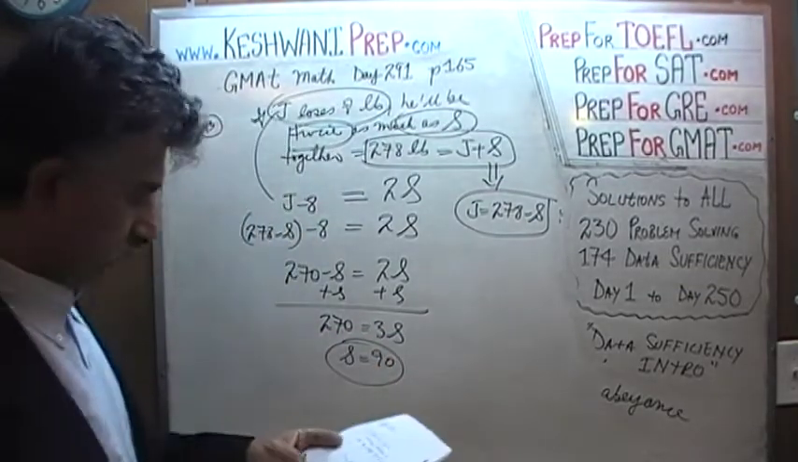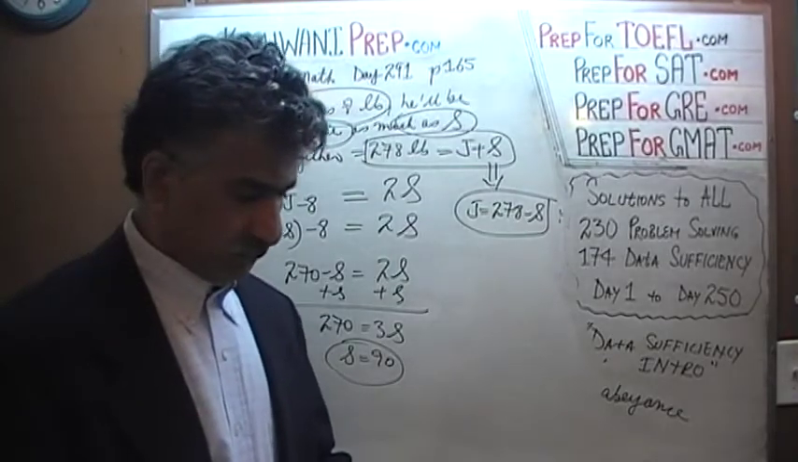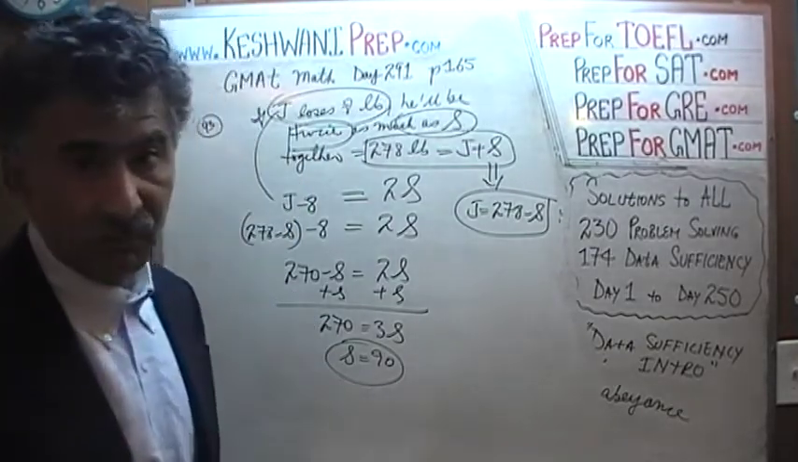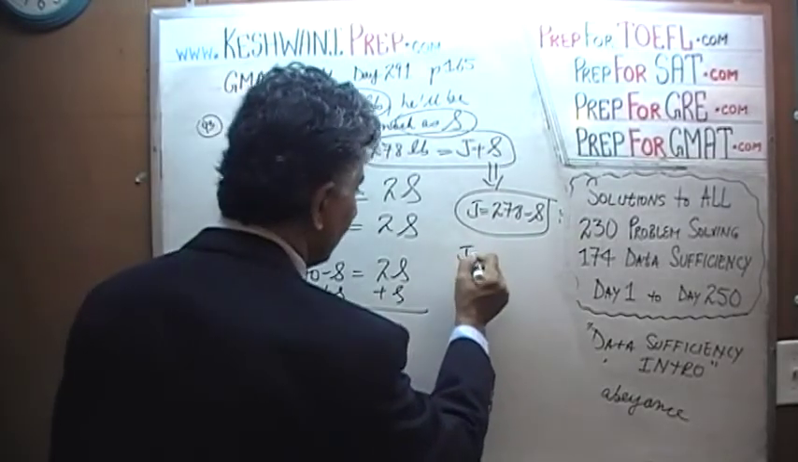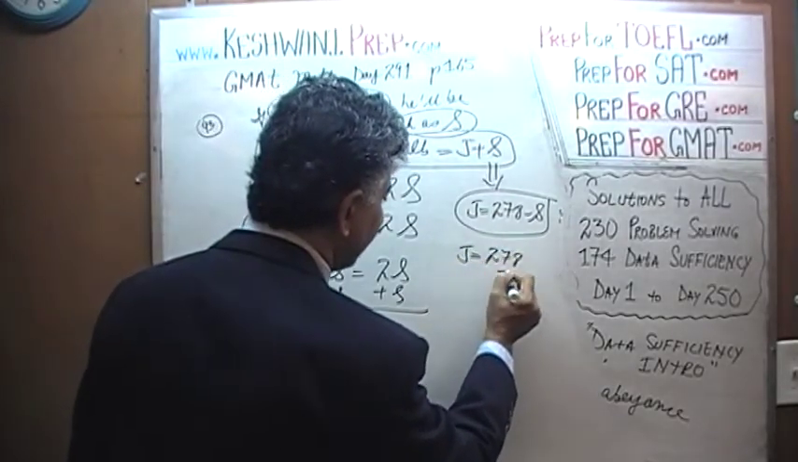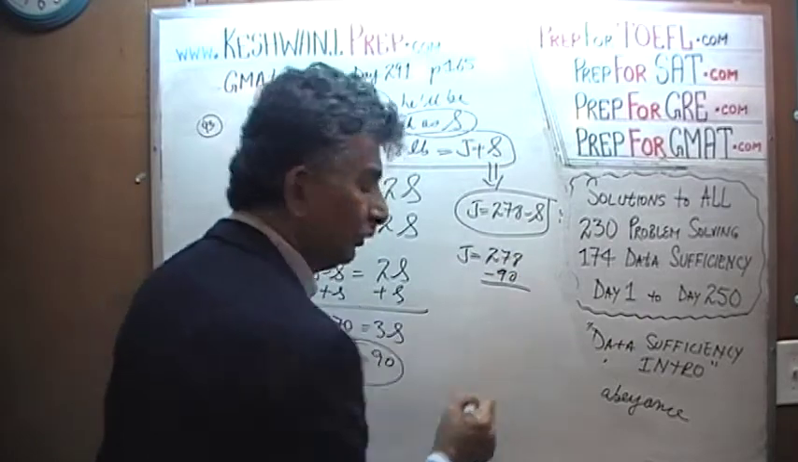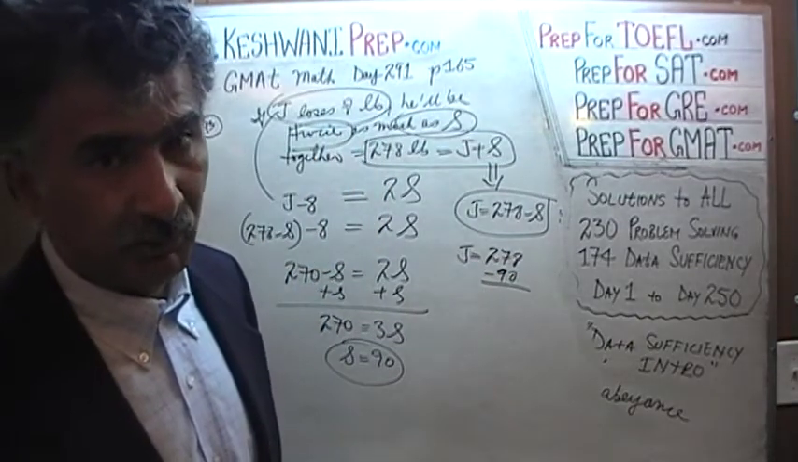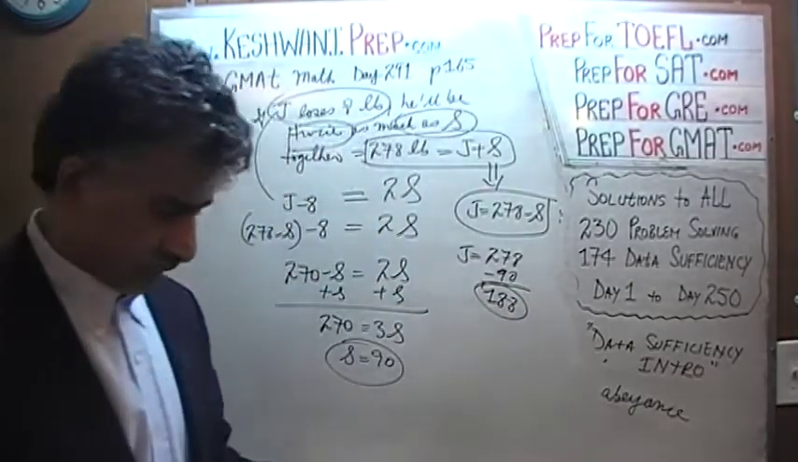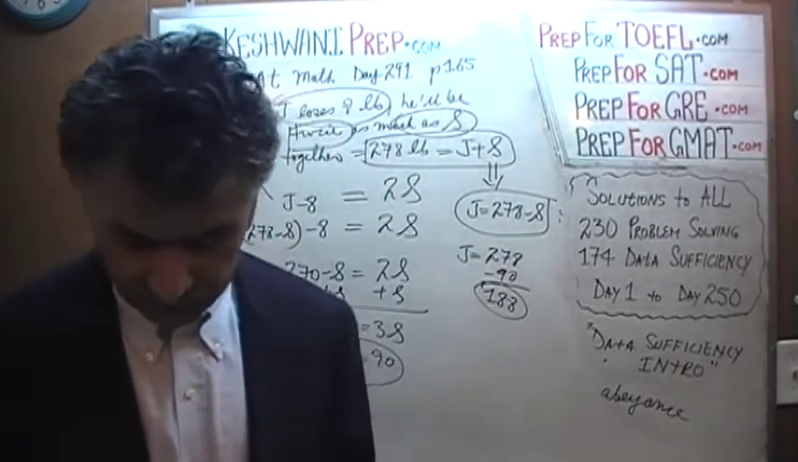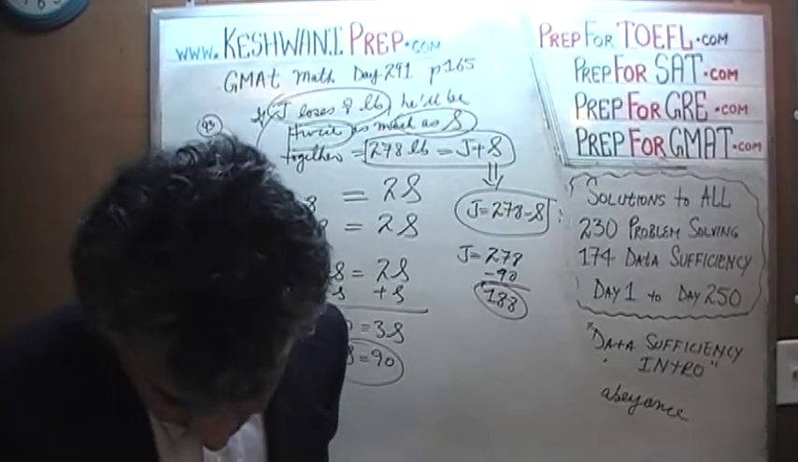What were they asking for? What's the value of J? So they're not looking for S actually, they're looking for J. So that's it, you just subtract 90 from it. J equals 278 minus 90. 278 minus 100 would have been 178, so it's going to be 188. Well, it's 188. The answer is E.